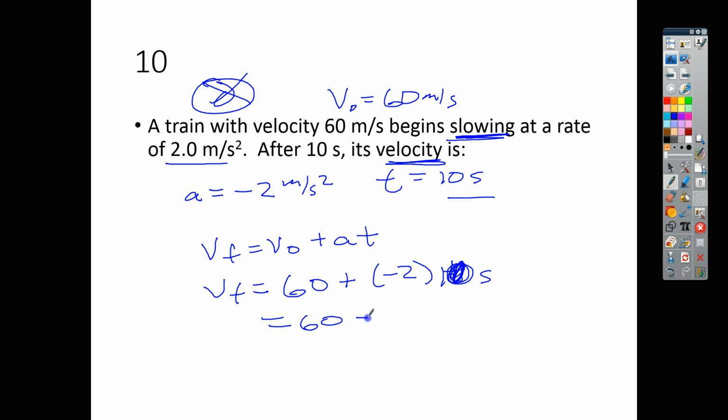This would be equal to 60 minus 20. And so our velocity here is 40 meters per second. So that's the first 10.